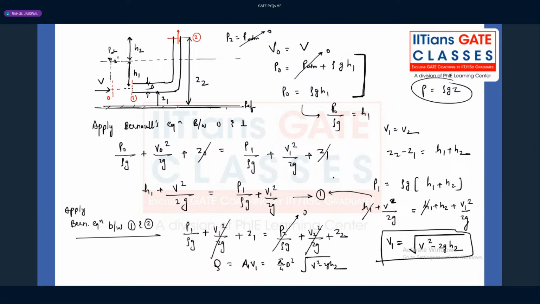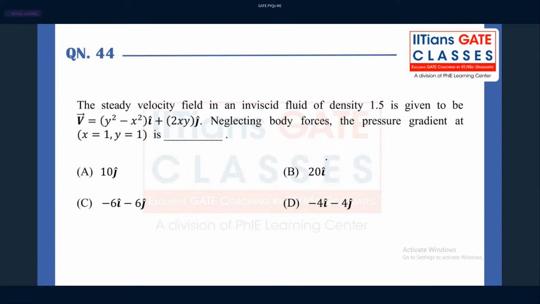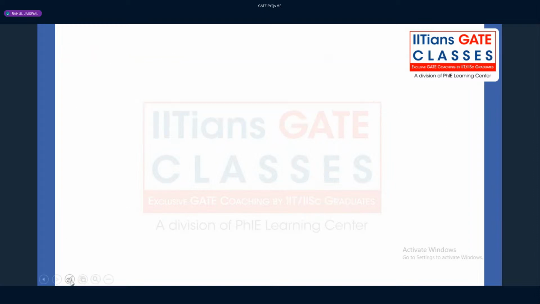Right. Now moving to the next question, that is the fourth question. The steady velocity field in an inviscid fluid of density 1.5 is given as the velocity vector in a 2D flow field. Neglecting the body forces, what is the pressure gradient at x equal to 1 and y equal to 1? For this one, my dear friends, first of all I'm writing the velocity field here. What is the velocity field? It is given as (y square minus x square) i cap plus 2xy j cap. So very first of all, I'm going to apply the Navier-Stokes equation.